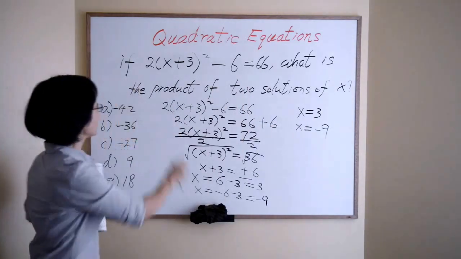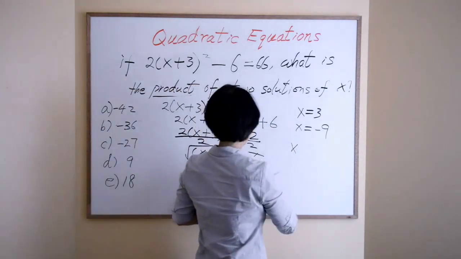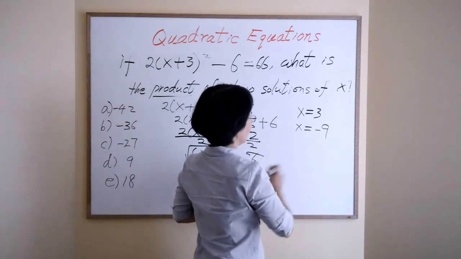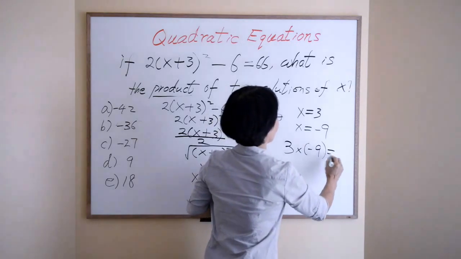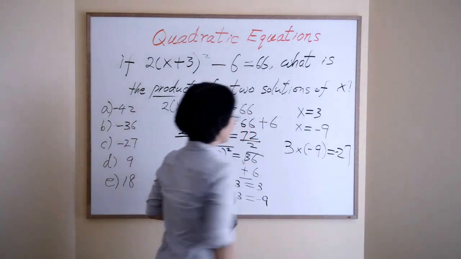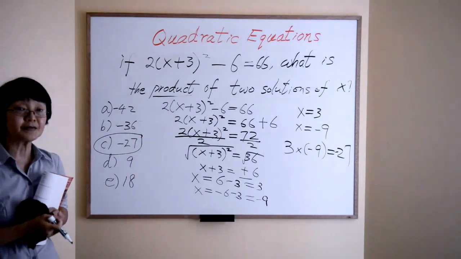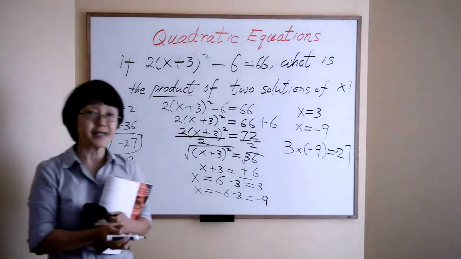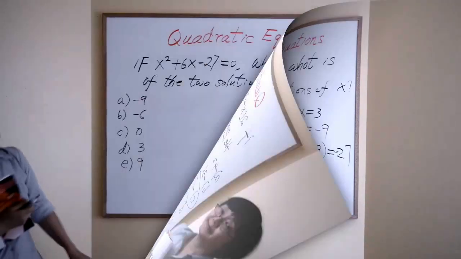but they want the product. So we just multiply 3 by negative 9. So we have negative 27. Okay, so that's our answer here. See that? That's how you solve this kind of equation in the SAT test. Okay, good. Let's do the next one.